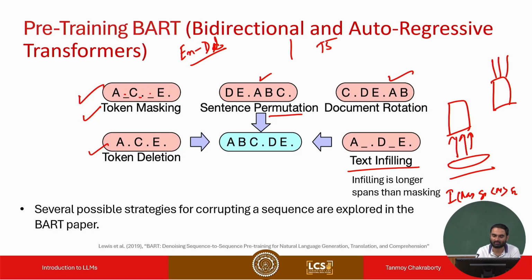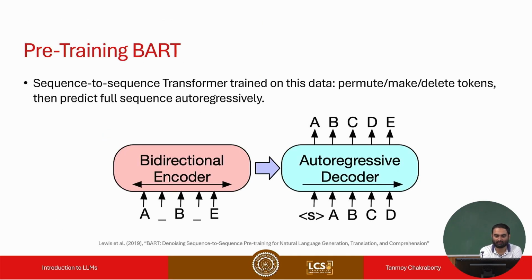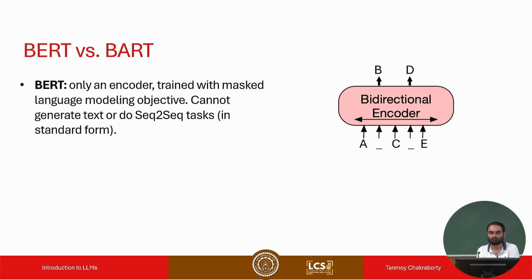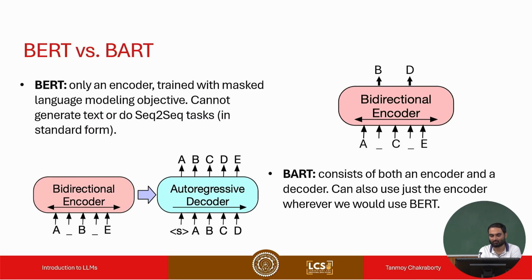So they tried out different input corruption techniques, feeding this corrupted input and asking the model to predict the actual input, and that's the pre-training objective. So this is BART. I hope you understood the difference between BERT and BART: encoder only with mask language modeling, and here there are different ways to corrupt the input. BERT is a bidirectional encoder, and this is an autoregressive model.